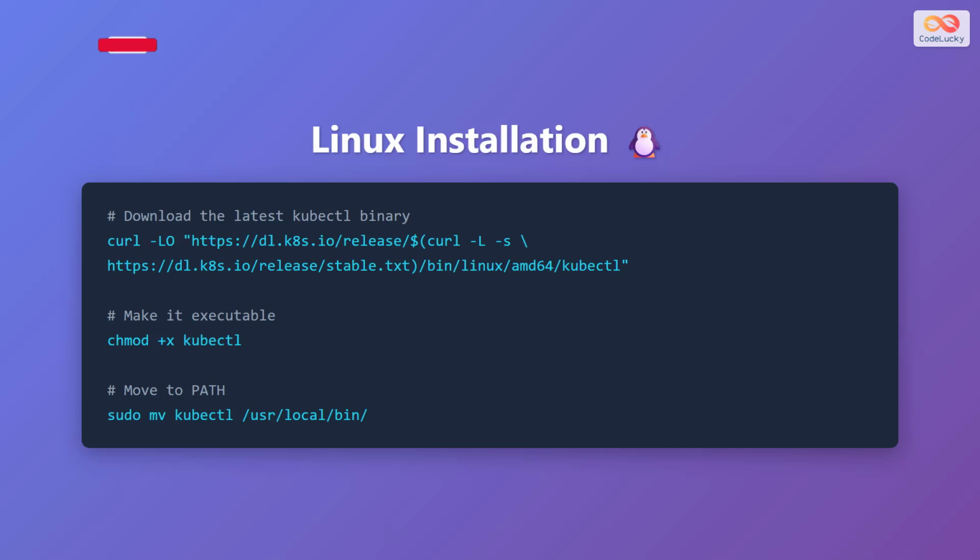Let's start with Linux installation. First, download the latest kubectl binary using curl. The command fetches the stable version for Linux AMD64 architecture. Next, make the downloaded file executable using chmod +x. Finally, move kubectl to /usr/local/bin directory so it's available system-wide. You'll need sudo permissions for this step.